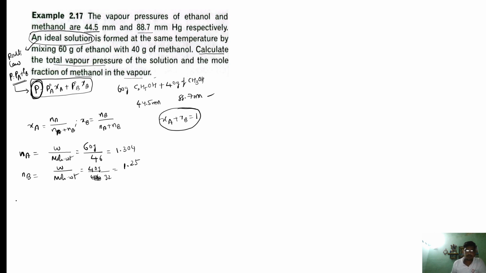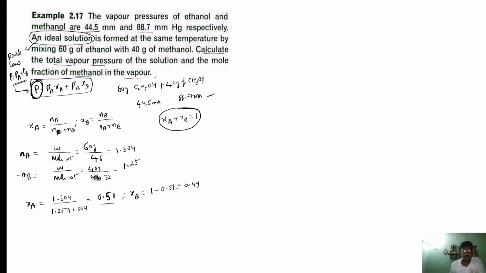So we have calculated the number of moles, and now calculate the mole fraction. 1.304 divided by 1.25 plus 1.304, which comes out as 0.49, no, 0.51. And since you know component A mole fraction is 0.51, from this expression you can calculate the mole fraction of XB. It is nothing but 1 minus 0.51, which is nothing but 0.49. In this way you can save time.